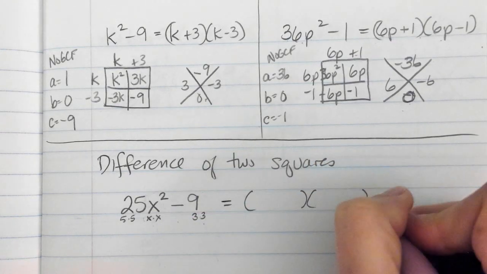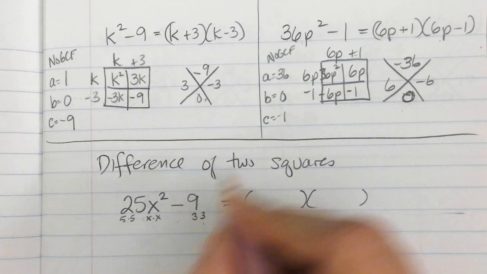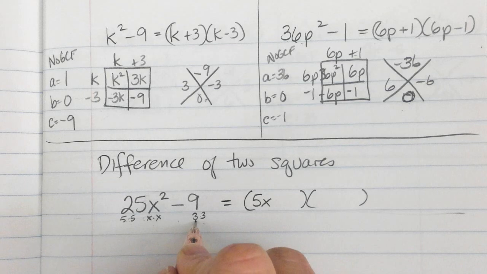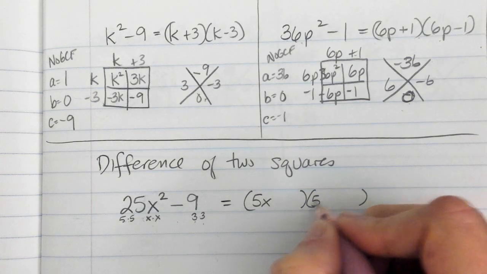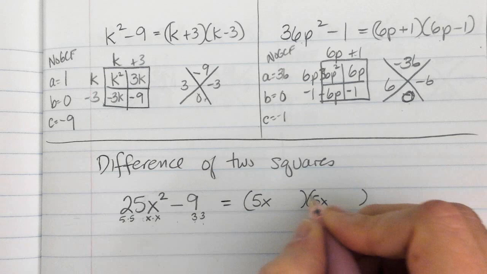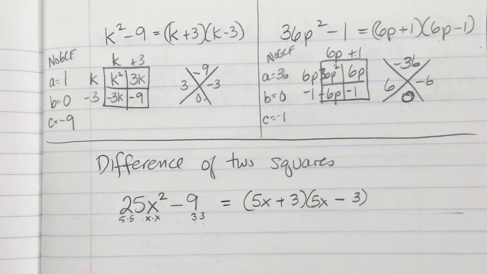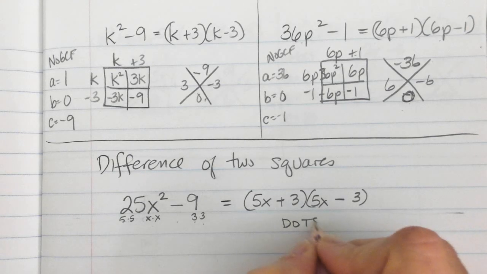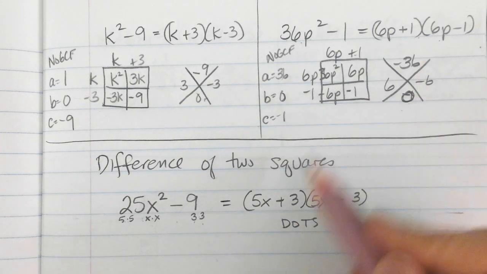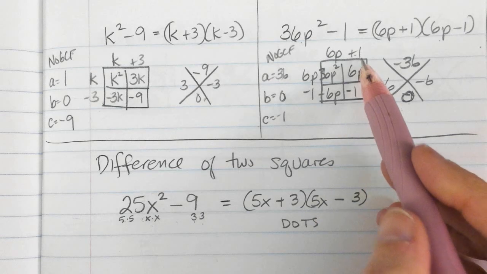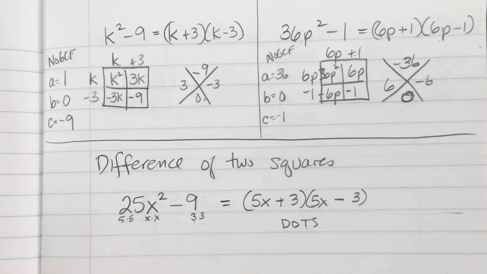So what I'm going to do is take the square root of 25, which is 5, the square root of x squared, which is x. I'm going to put that 5x in both of them. I'm going to take the square root of 9, which is 3, put that at the back end, put a plus in one and a minus in the other. Okay? And what am I going to write for work? Dots. That's my work. So whenever I see this pattern, if you identify this pattern, then you don't have to do all this work. Your work is writing dots, telling you that I have found the difference of two squares.